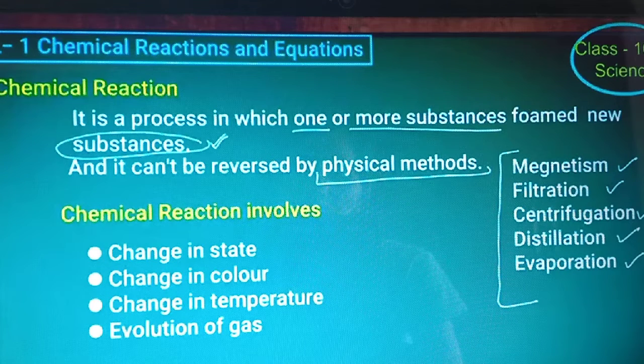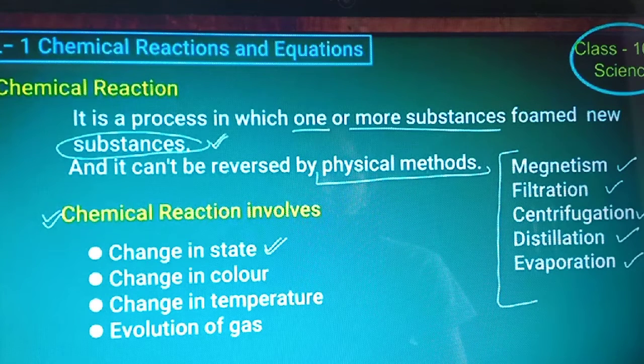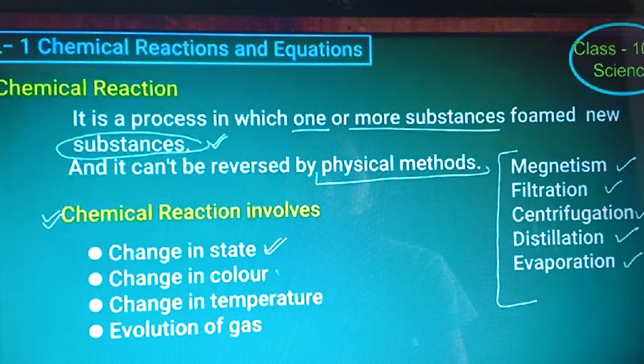How can we know whether a reaction is chemical or physical? There are some properties by which we can identify that a reaction is a chemical reaction. During the reaction there may be a change in state, the substance may change its color, change its temperature, and lastly, evolution of gases may occur. These are all properties by which we can identify that this process is a chemical reaction.